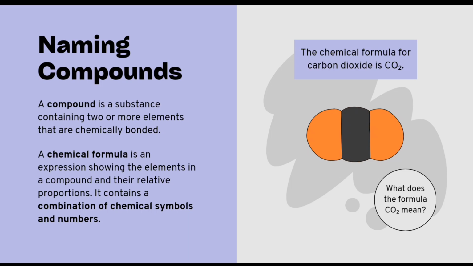A compound is a substance containing two or more elements that are chemically bonded. A chemical formula is an expression showing the elements in a compound and the relative proportion it contains, a combination of chemical symbols and numbers.